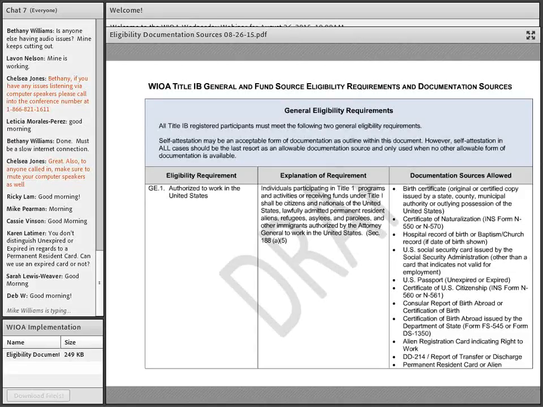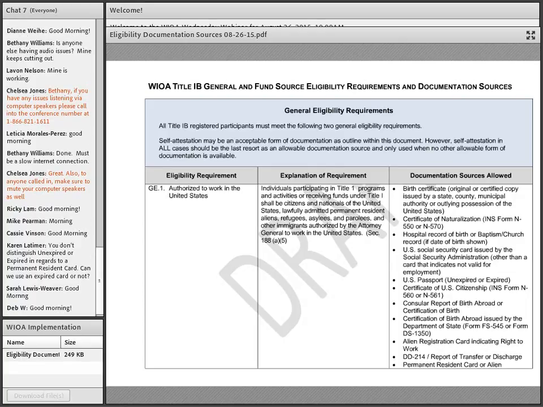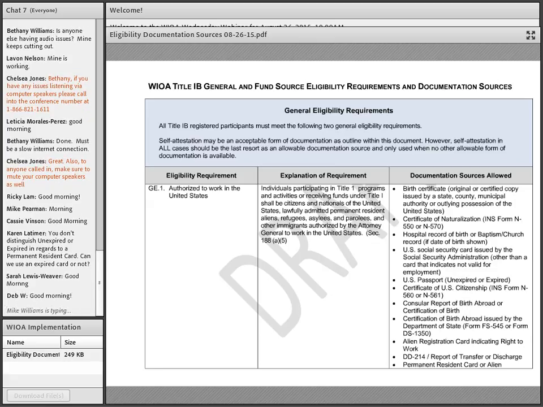Okay, we've got 2 questions. First, Karen's asking, we don't distinguish between unexpired or expired in regards to a permanent resident card. You will find some of these where it doesn't matter whether it's unexpired or expired. We identified that on a U.S. passport because basically some of the documents, once you're identified as being eligible or authorized to work in the United States through those documents, U.S. passport being one, that will never change.